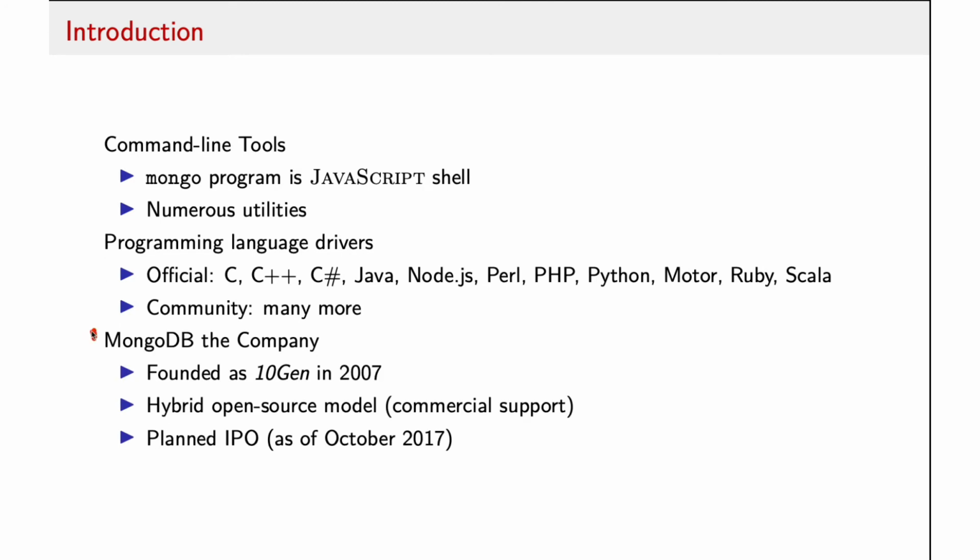Mongo, as a company, started out life as a firm called 10gen in 2007, and they've had, for the entire history of their existence, kind of a hybrid open source model. So you can just download MongoDB as an open source program and build it and install it and run it yourself without any licensing fees, or you can pay them for commercial support. And I haven't looked at this recently, but they were planning to have an initial public stock offering a few years ago. It'd be interesting to follow up on that.